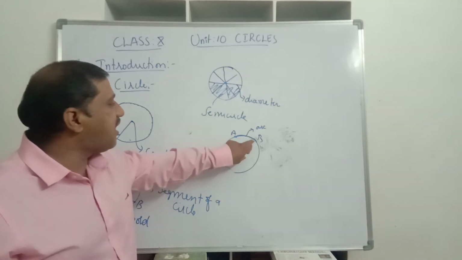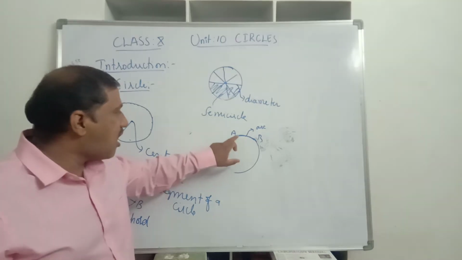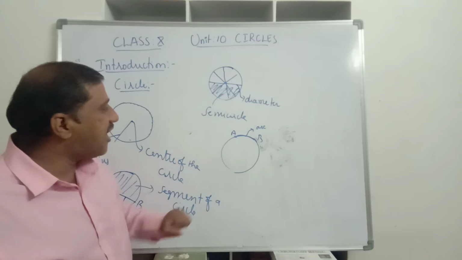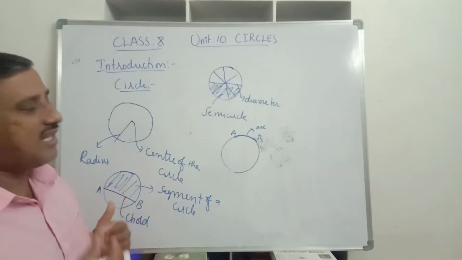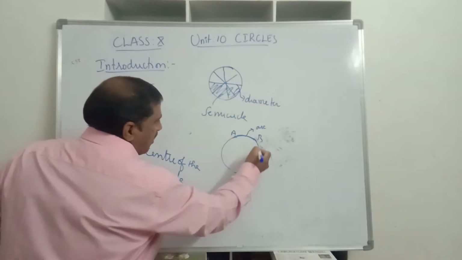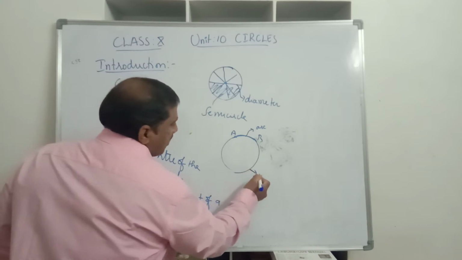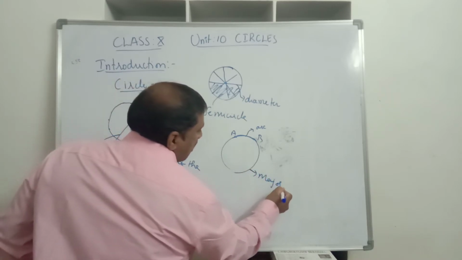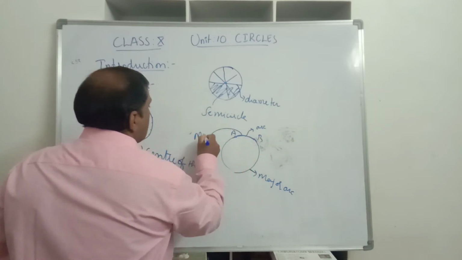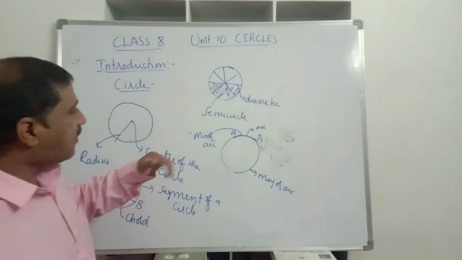As this arc AB is less in length, this is called a minor arc. And if you consider AB, then BA is the major arc. We will discuss this in detail in the chapter on areas related to circles. So this is also an arc, but its length is more, therefore this is the major arc, and that is the minor arc. Now what is a sector?